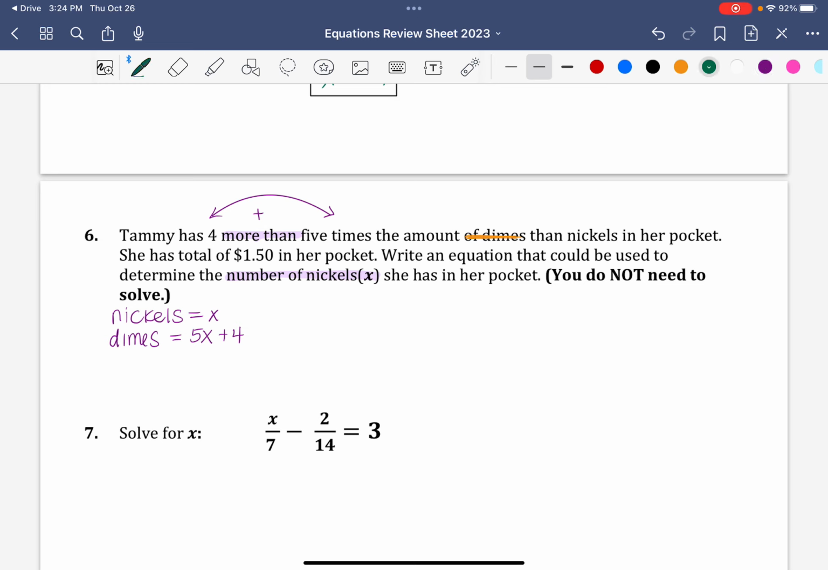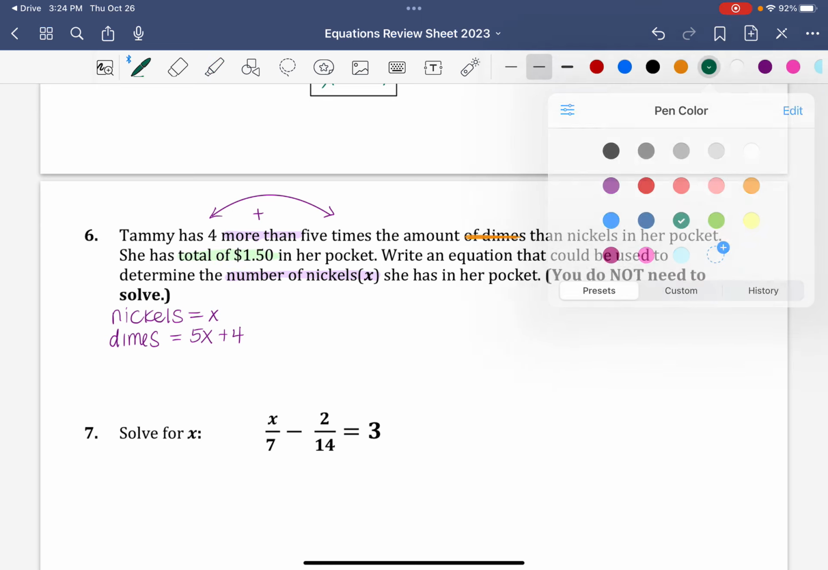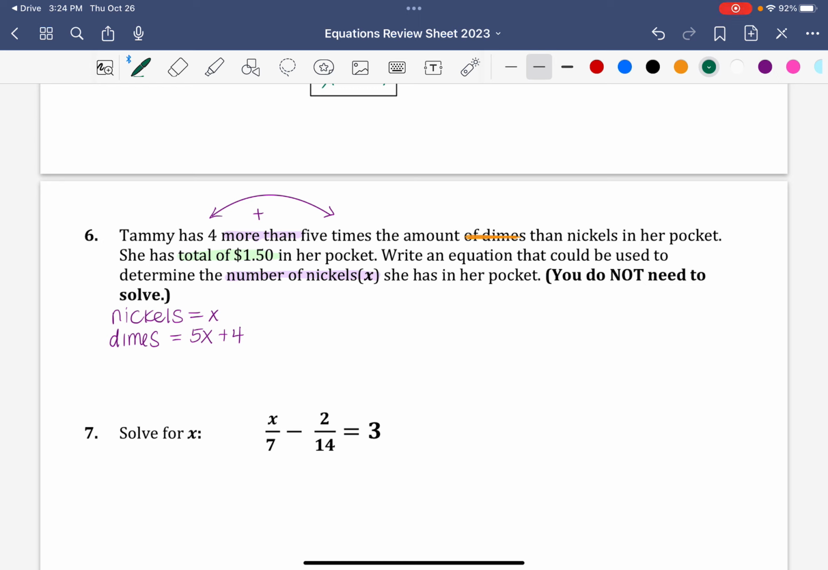But now we're talking about money here. So if we're going to set up our equation, however many nickels we have, we're going to have to multiply it by how much a nickel is worth, what the value is. So I'm just going to set up a little guide here. So it's going to be the value of a nickel. So how many cents? Times the number of nickels that you have. Because if I said I had 3 nickels, then I would have 15 cents because it's 3 nickels times 5 cents each.